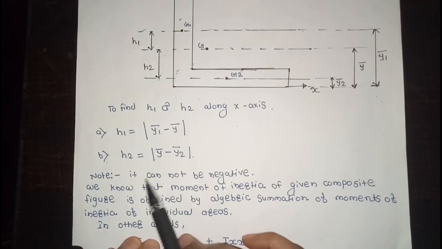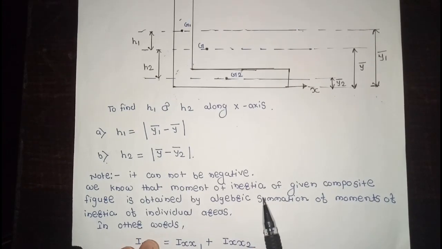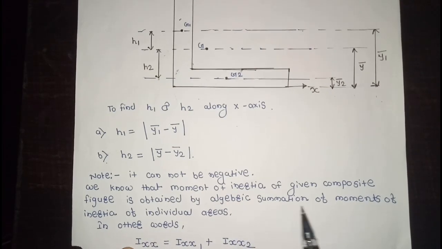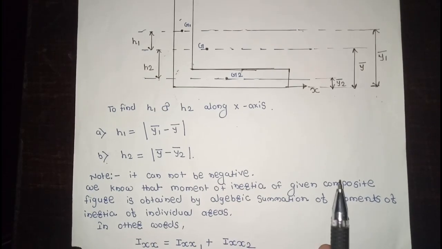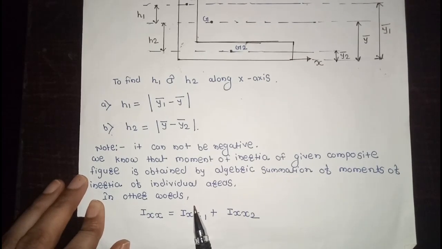This is the note: it cannot be negative. We know that moment of inertia of a given composite figure is obtained by algebraic summation of moments of inertia of individual areas. In other words, Ixx is equal to Ixx1 plus Ixx2. Means moment of inertia about x-axis is equal to moment of inertia about x-axis of section first plus moment of inertia about x-axis of section second.